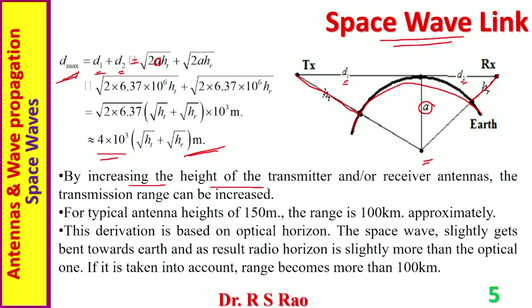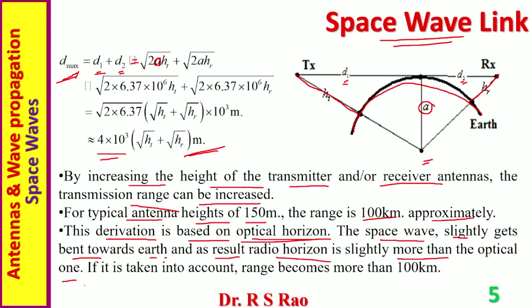By increasing the height of the transmitter and the receiver antennas, the transmission range can be increased. For typical antenna heights of 150 meters, the range is 100 kilometers approximately. This derivation is based on optical horizon. The space wave slightly gets bent towards the earth, and as a result, radio horizon is slightly more than optical one. If it is taken into account, range becomes more than 100 kilometers.